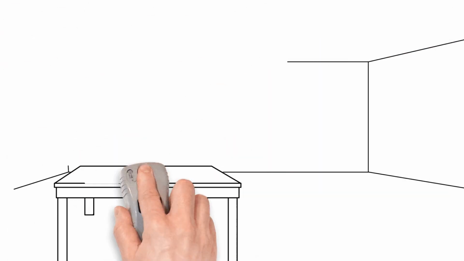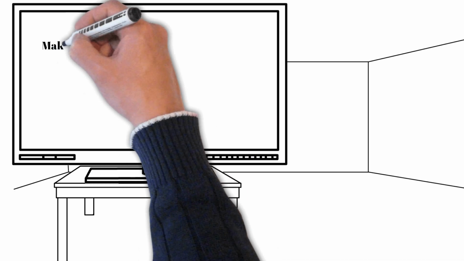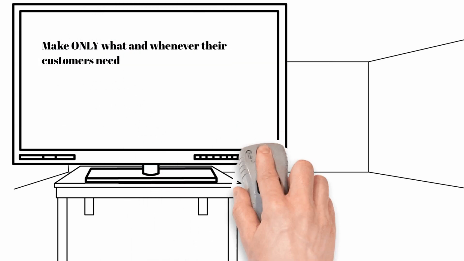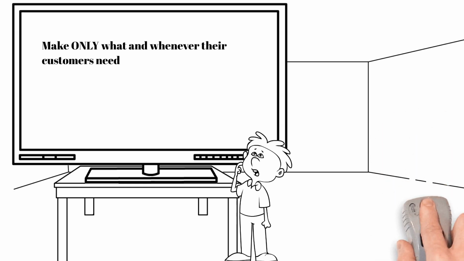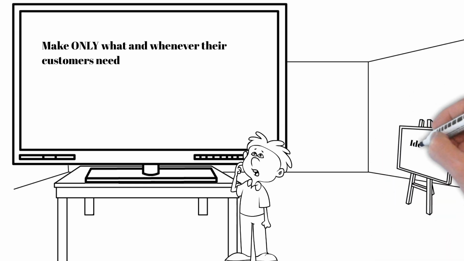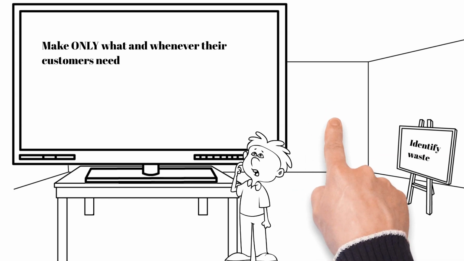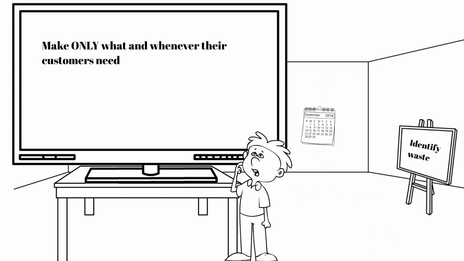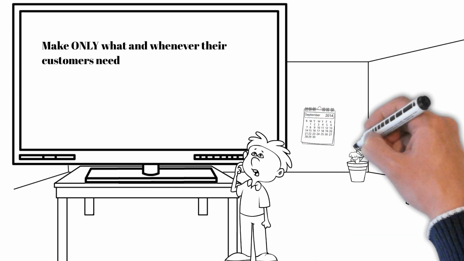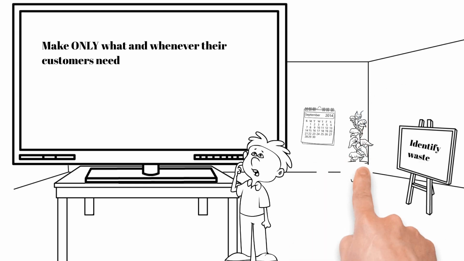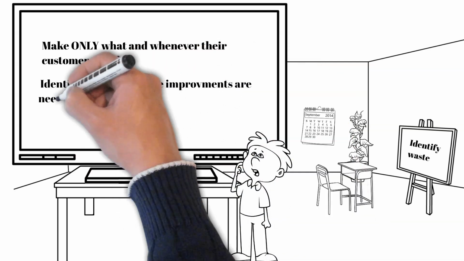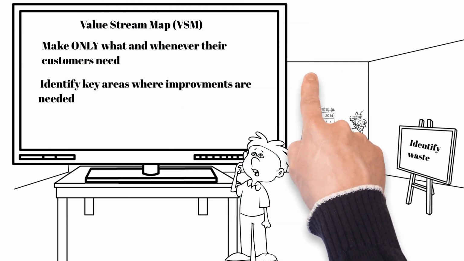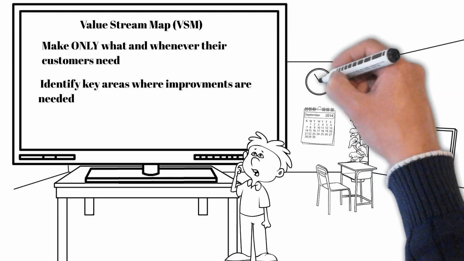Value stream mapping helps companies control their information system and materials flow so they are able to make only what and when their customer needs. The map is a high-level process map that helps consolidate activities and processes, and later identify key areas where improvements are needed. Value stream mapping allows companies to quickly gain understanding where potential waste can build across the end-to-end processes.